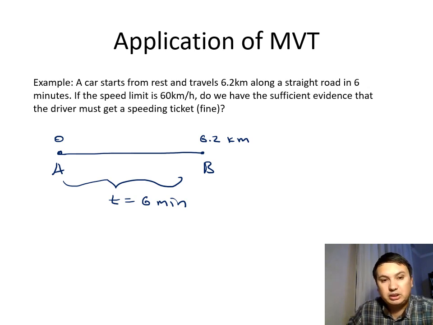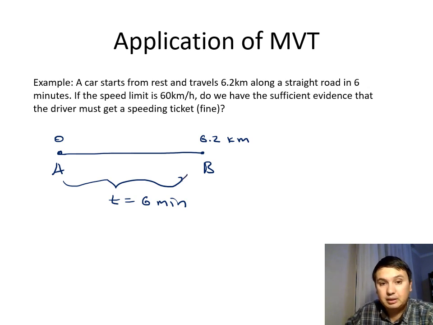But let's say that the police are not checking all along this road. Instead there is one camera at point A and another camera at point B. These cameras basically estimate the time this particular car traveled. So you only get two pieces of information from the two cameras, and you find out that this car traveled this distance, 6.2 kilometers, within 6 minutes. So can I say that indeed this particular driver should receive a fine or not? That's the question.